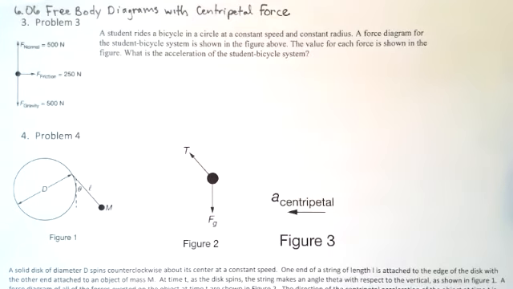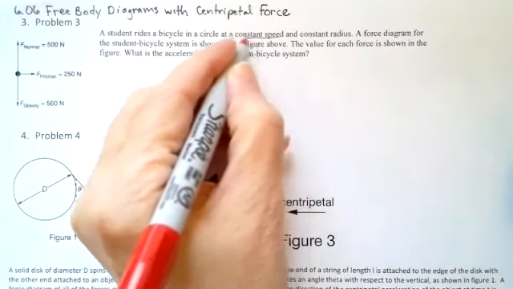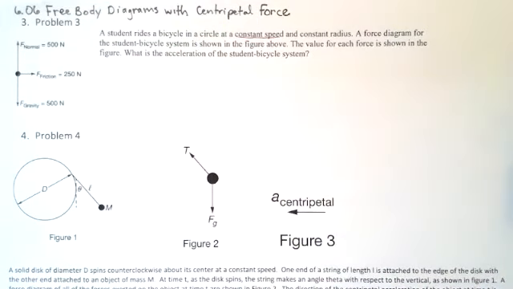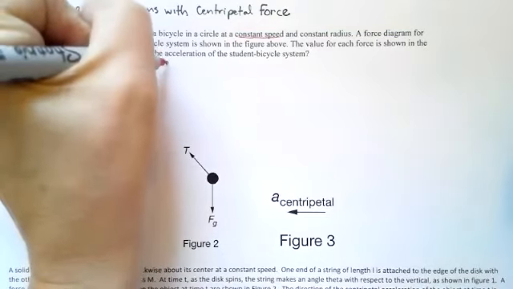Because he's moving in a circle, he's moving at a constant velocity. So you would right away say, oh, he doesn't have acceleration. But remember, when we're going in a circle, we're changing direction constantly. So even though I have a constant speed, I still have acceleration because I'm changing direction because I'm moving in a circle.